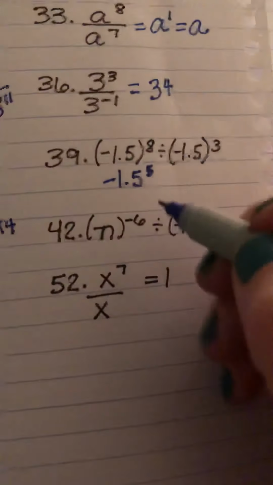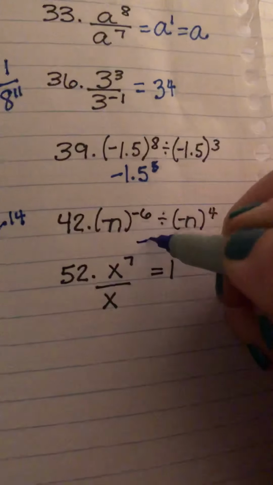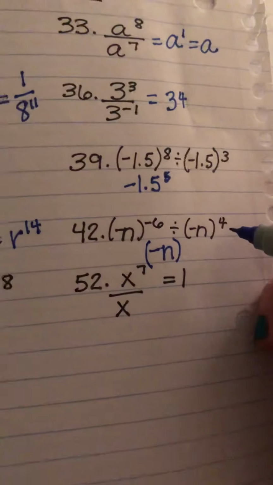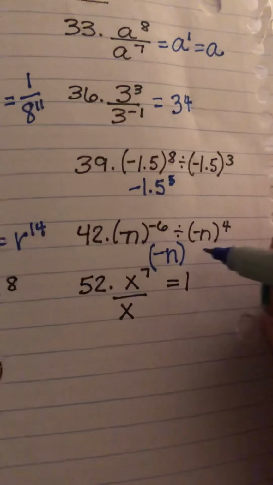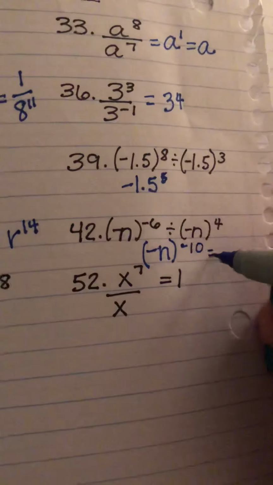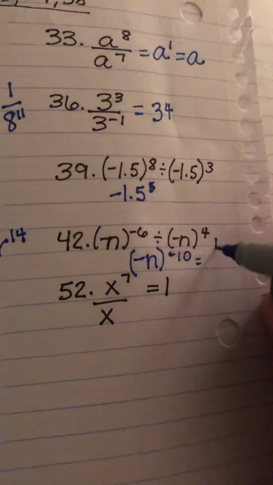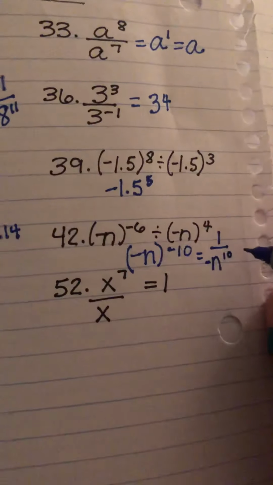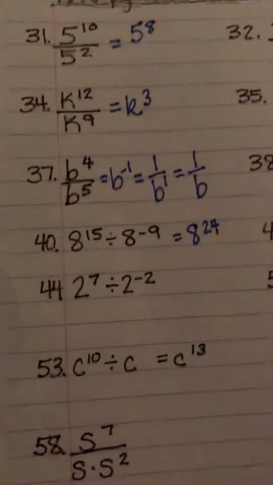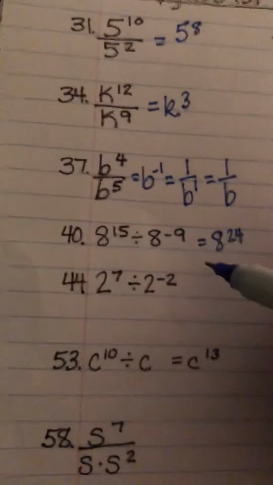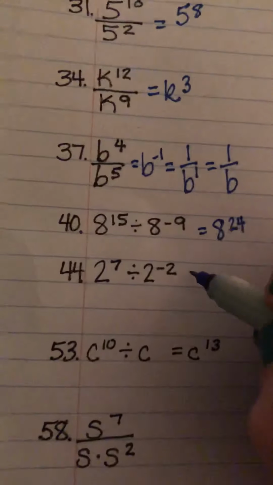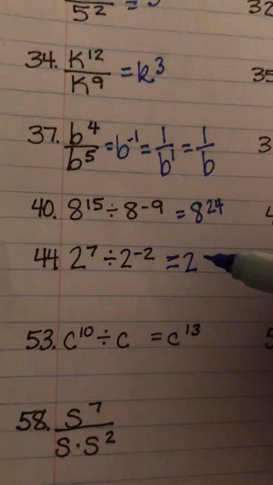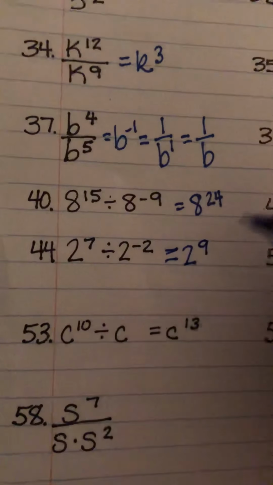Over here, our base is negative N. You can keep it in parentheses if you want. Negative 6 minus 4 is negative 10. We need to make that exponent positive by putting it under 1. Base stays the same. Just make that a positive exponent. Okay, down here to 44. You have your base is 2. 7 minus negative 2 is 9.